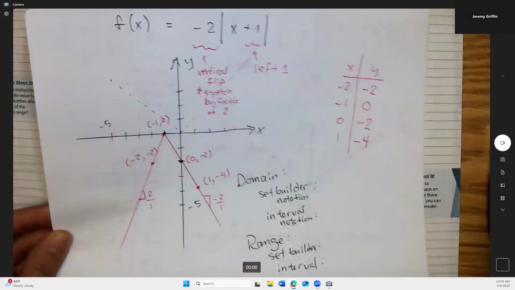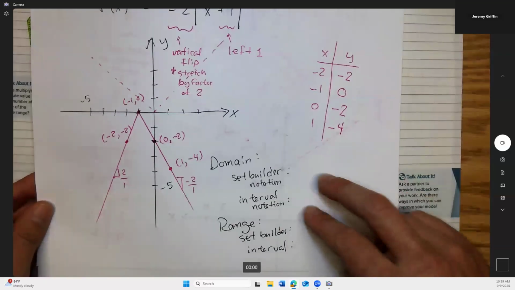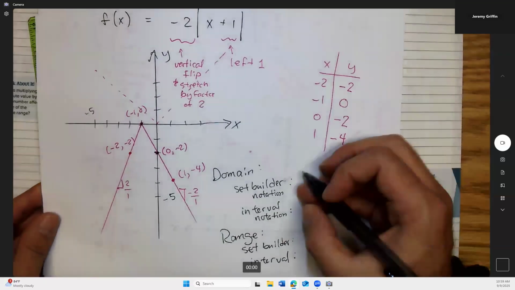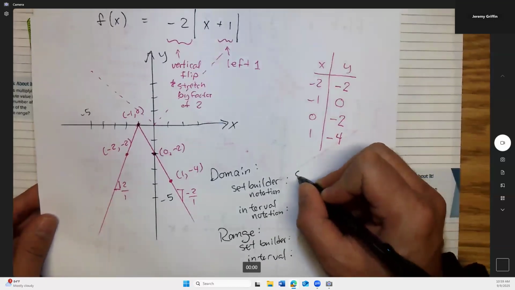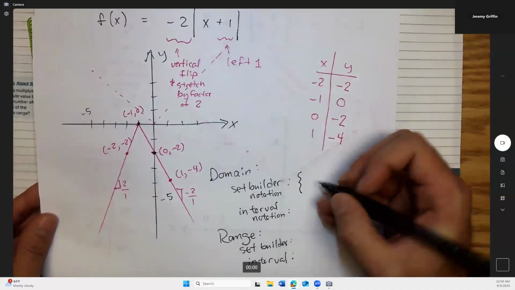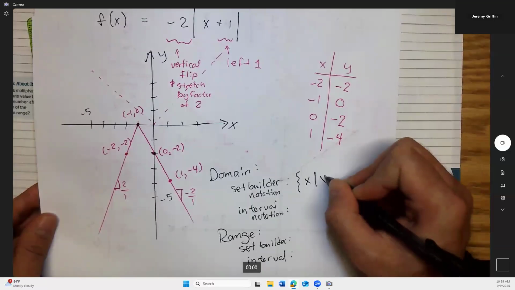I got it. We still got to come up with domain and range in each of set builder and interval notation. So let's start with domain. Do you guys remember what set builder notation looks like? It starts off with a little curly bracket. And then you go x such that x.